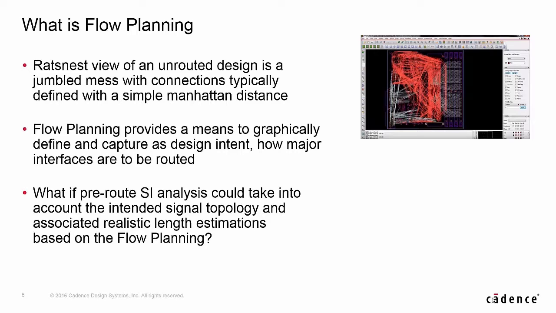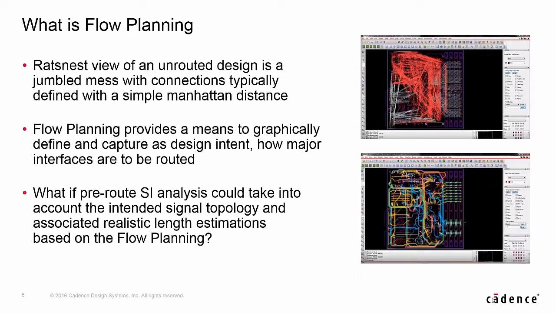Flow planning was recently added to Allegro Sigrity SI, where it allows you to graphically define and capture design intent. This design intent makes sense for major interfaces, but also can be applied to any logic in the design. Here's the same design with flow planning applied. So this makes perfect sense in terms of driving the router, but what if your pre-route SI analysis could leverage the same data? What if the length of your unrouted connections were based on the length of the flow planning guidance? Would this allow you to better optimize your design?